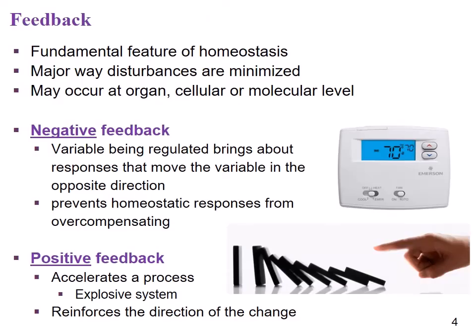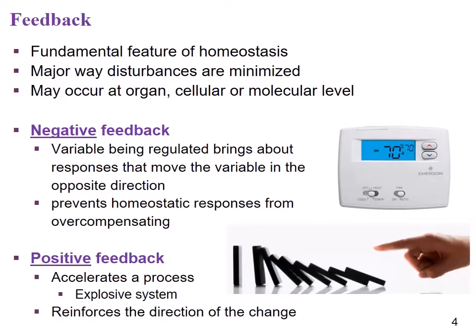Feedback is a fundamental feature of homeostasis, and this is how we can really minimize major disturbances. Feedback can occur at the organ level, the cellular level, or even the molecular level. The thermostat example we talked about is a negative feedback cycle, because the variable that's being regulated brings about a response that moves the variable in the opposite direction. The room gets too hot, the AC turns on, cools the room off, and now we're back to the set point. Negative feedback cycles prevent homeostatic responses from overcompensating or going too far.